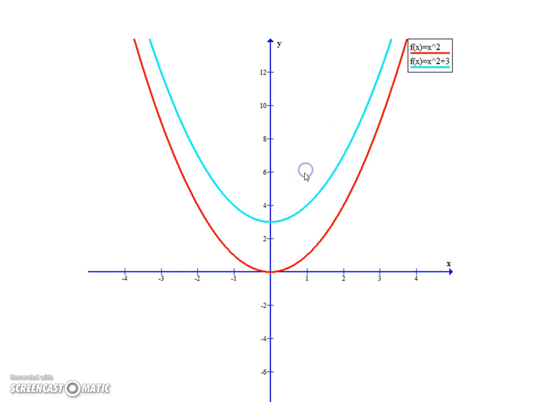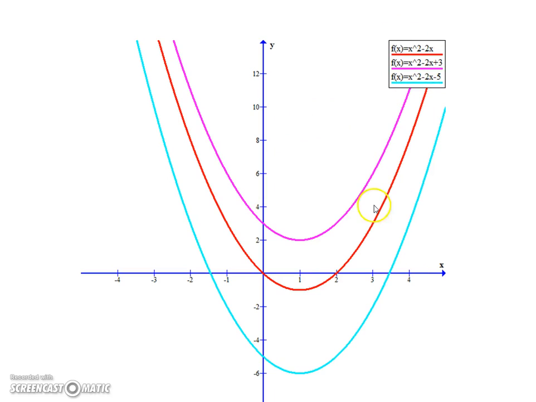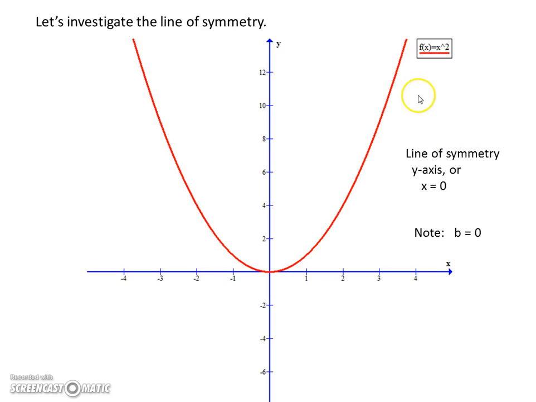Here's x squared plus 3, so everything's moved up by 3. x squared minus 5, everything's moved down by 5. But you can see here, that's 3, and that's 5. Let's start with the red one here, x squared minus 2x. If you add 3, everything's gone up by 3, and here the value is 3. If you take away 5, everything's moved down by 5, and here the value is negative 5. So this is called the y-intercept. So the value of c is the y-intercept.